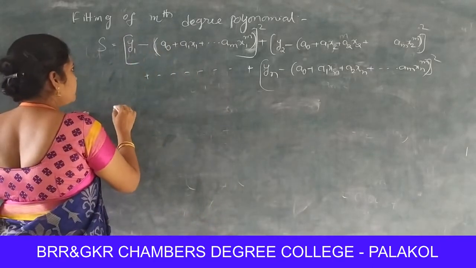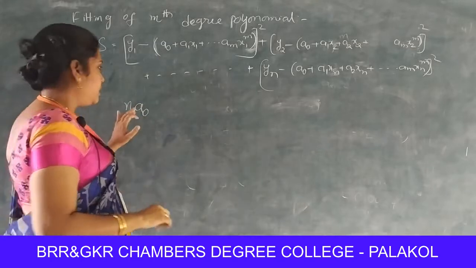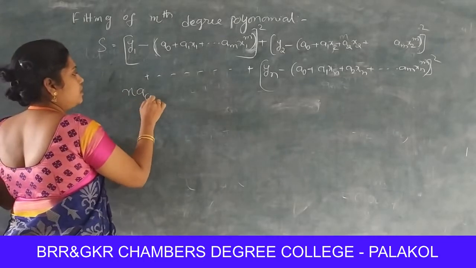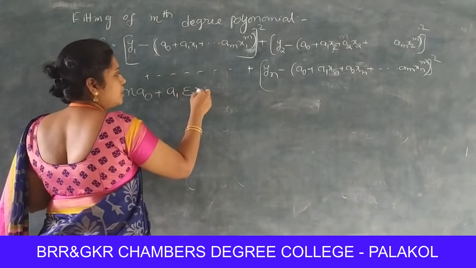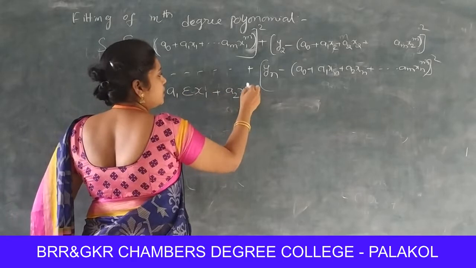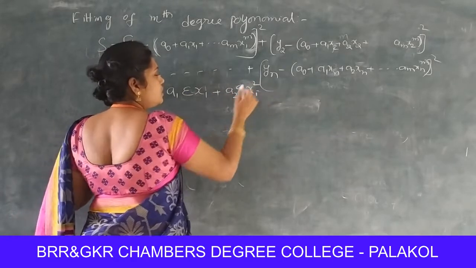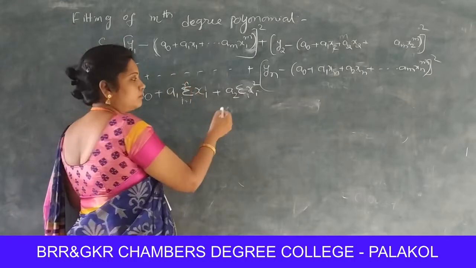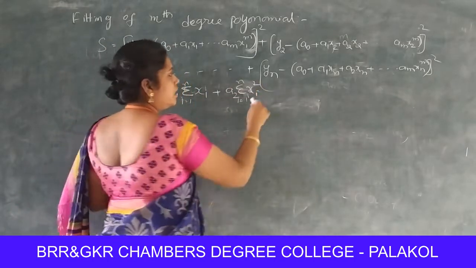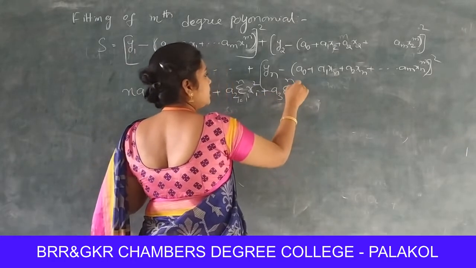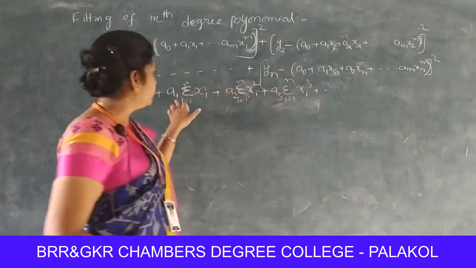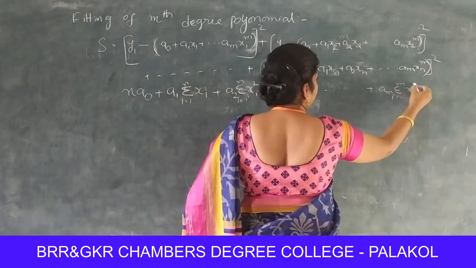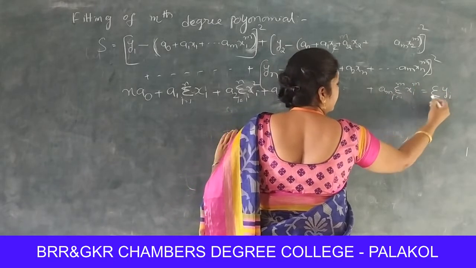The normal equations are: n a0 plus a1 into sigma xi plus a2 into sigma xi square, where sigma means the summation of the x ordinates, with i running from 1 to n, plus a3 sigma xi cube, and so on, plus am sigma xi power m, is equal to sigma yi, i running from 1 to n.